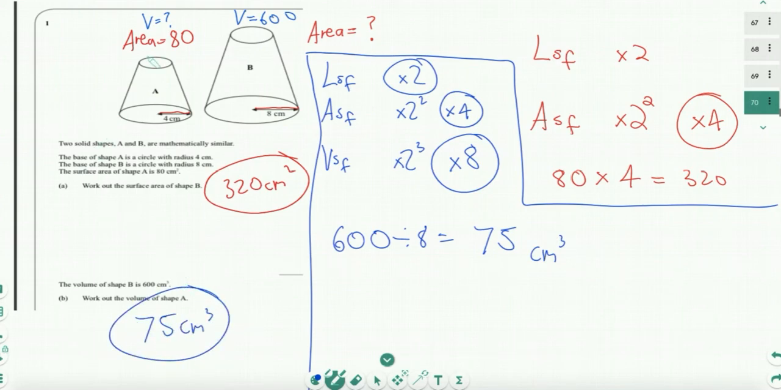So same as before, guys, we're just using the exact same cheat sheet idea. If the length scale factor is times by s, the area scale factor will be times by s squared, and the volume scale factor is the length scale factor cubed.